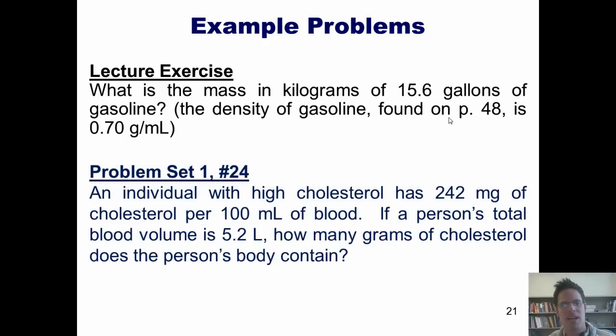Another one from our problem set, an individual with high cholesterol has 242 mg of cholesterol per 100 milliliters of blood. If a person's total blood volume is 5.2 liters, how many grams of cholesterol does the person's body contain? Now, I'm not going to answer either of these questions for you. I'll let you attempt them on your own.